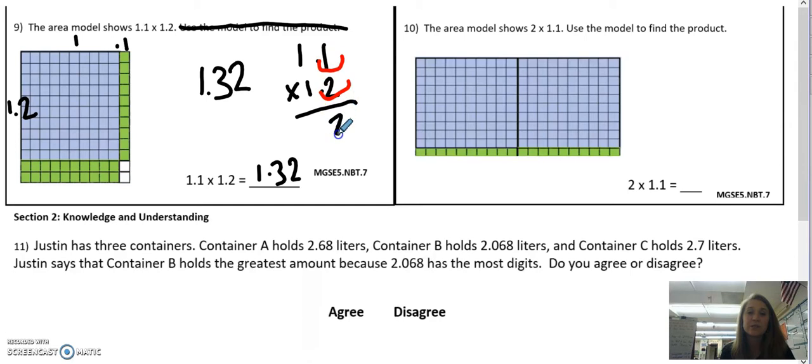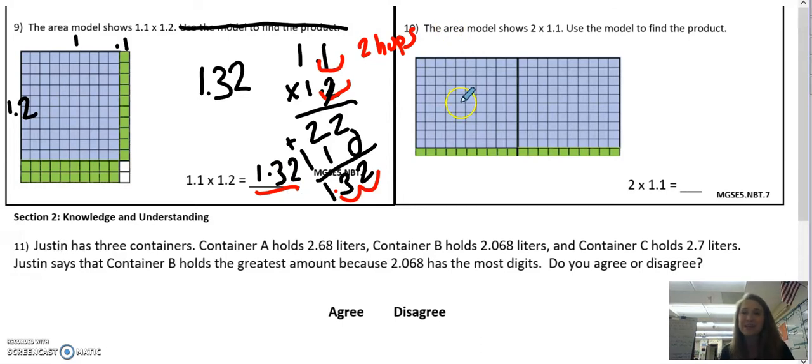2 times 1 is 2, 2 times 1 is 2, 0, cross out. 1 times 1 is 1, 1 times 1 is 1, add them up. 2 plus 0 is 2, 2 plus 1 is 3, and 1 plus nothing is 1. The last thing that we have to do is hop our decimal back in. If I took 2 hops over here, then I need to take 2 hops over here. 1, 2, that puts our decimal between the 1 and the 3, giving us the same answer of 1 whole and 32/100. Either way you solve it, that's the answer you should get.